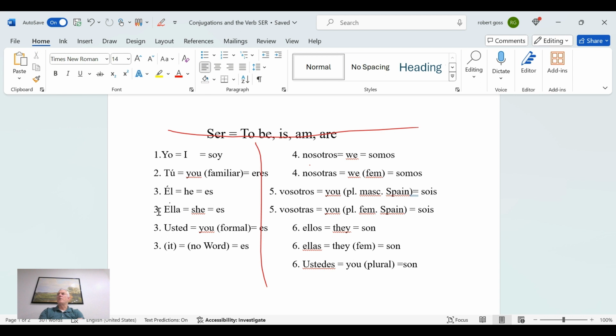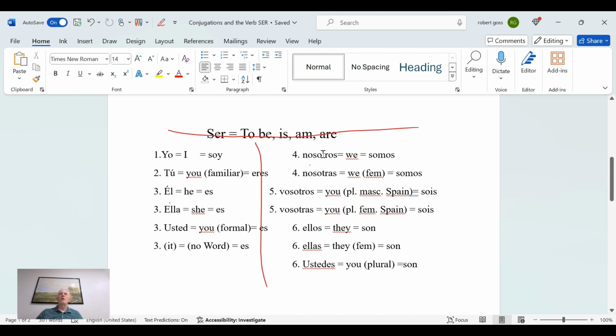If you remember, I told you that in Spanish, we don't really have a subject pronoun for it. So there is no word that we would use. But if I wanted to say it is, I simply would just say the word es. And so if I have es all by itself, that would mean it is. Let's go to number 4.